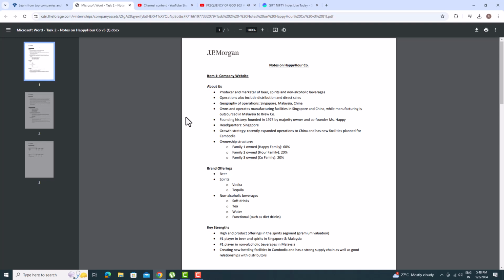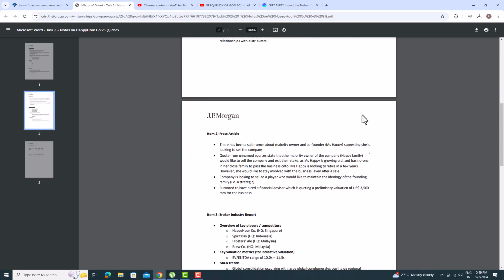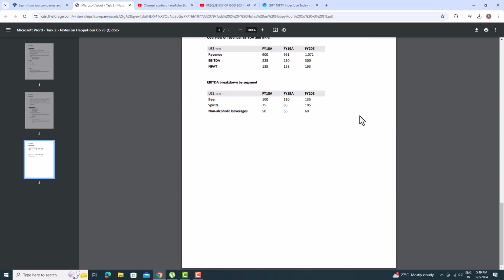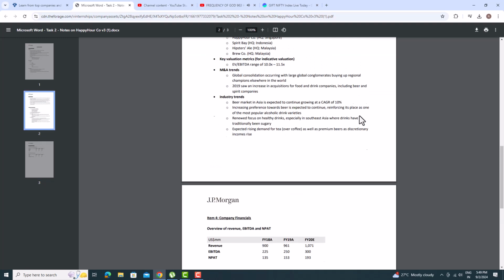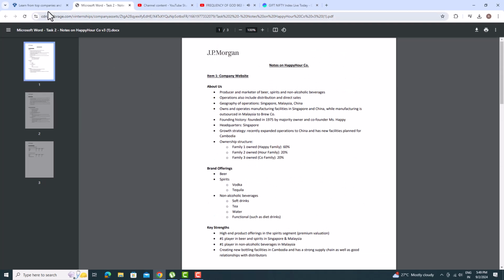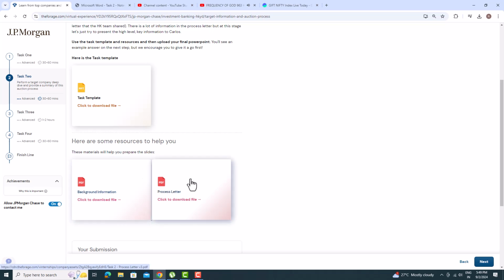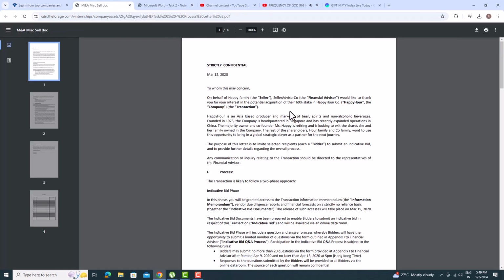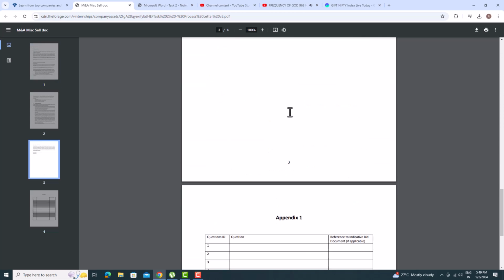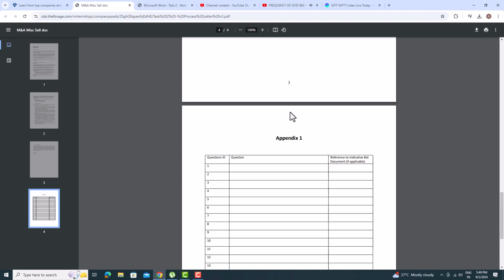The first PDF is about Happy Hour Company, which we selected for our M&A activity. The PDF contains information about the company, its strength, brand offering, shareholders, etc. The second PDF contains information about the bidding procedure, like at what time the bidding will start and end, what are the requirements, and all the information needed for a successful bidding process.